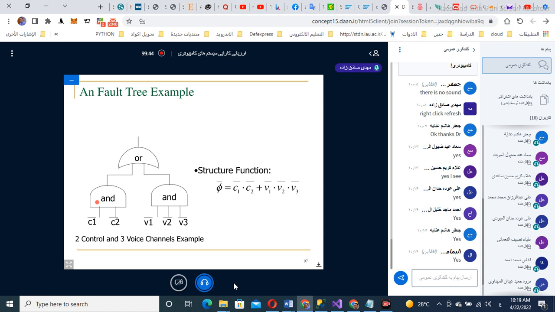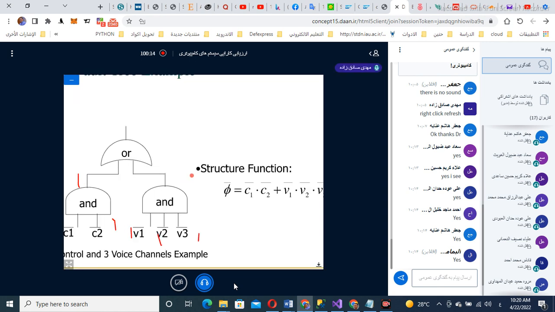Two control and three voice channel example for that. When the system fails: when the two controls are 0, the complement is 1. When C1 and C2 fail, that is 1. V1, V2, V3, that is 1, that is failed. So here 1. OR, and 1 and 1, that is 1 here.